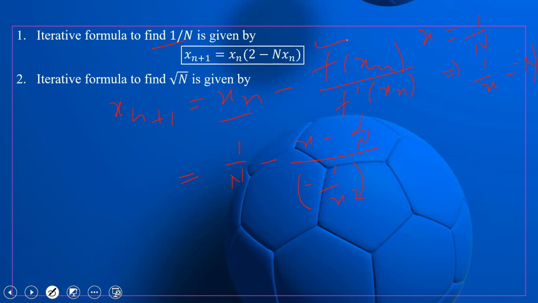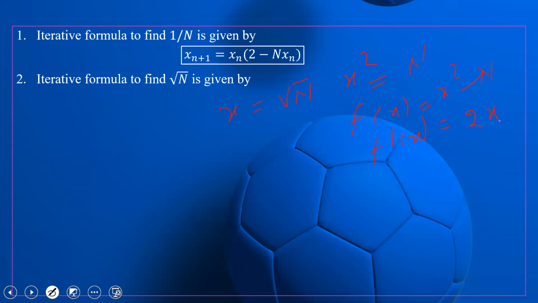Similarly, we are able to find the iterative formula for root of n. In the same manner, we can do it. What is x? x is equal to root n. So what is x square? x square is equal to n. What is its derivative? f of x is equal to x square minus n, so f dash of x is equal to 2x. Correct?